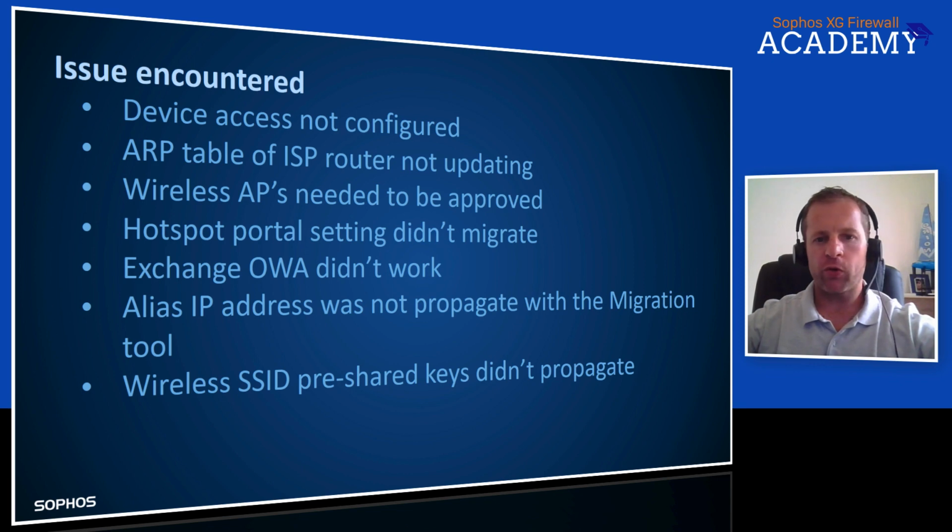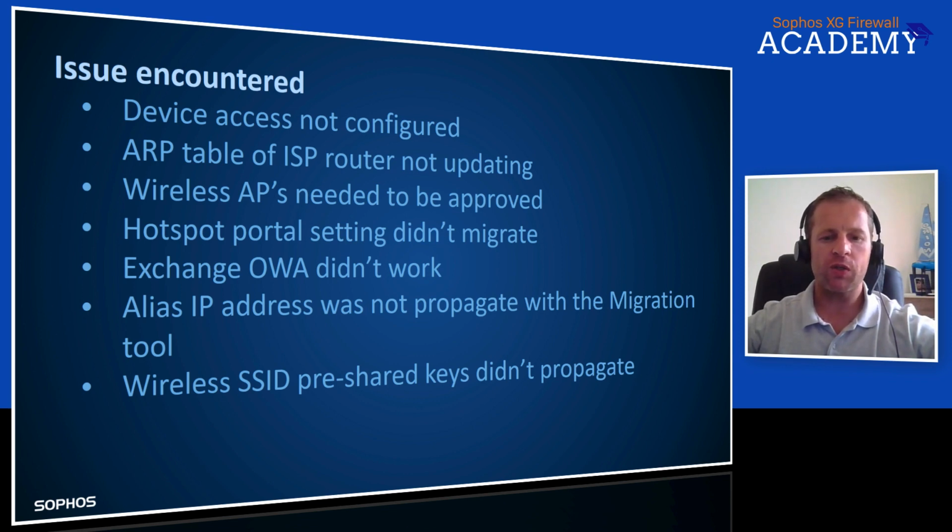The hotspot portal settings didn't migrate, so the hotspot portal didn't look exactly the same, or there wasn't actually a hotspot portal. They have a guest portal that didn't migrate. The Exchange Outlook Web Access didn't work because we had to create a new DNAT for those, and also the alias IPs weren't propagated with the migration tool.